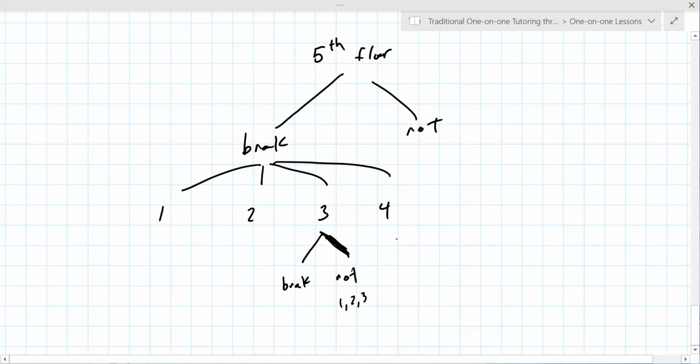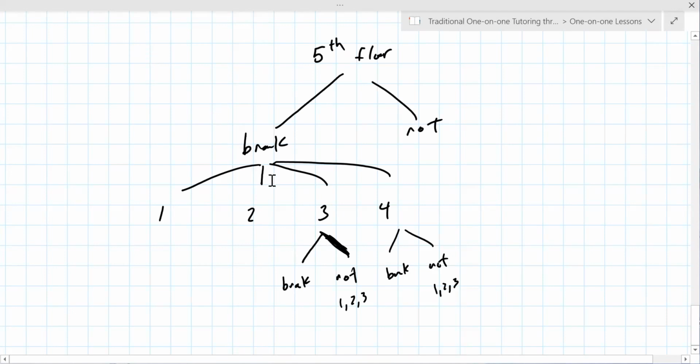Okay, but if we go to the fourth floor, and we have our choice here if it breaks or not. If it does not break, well, then we know 1, 2, and 3 are good. But that doesn't help us here. So I think we went a little too high on this one.